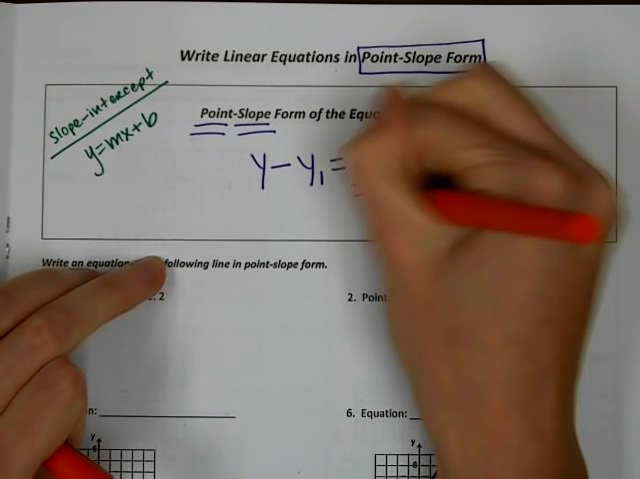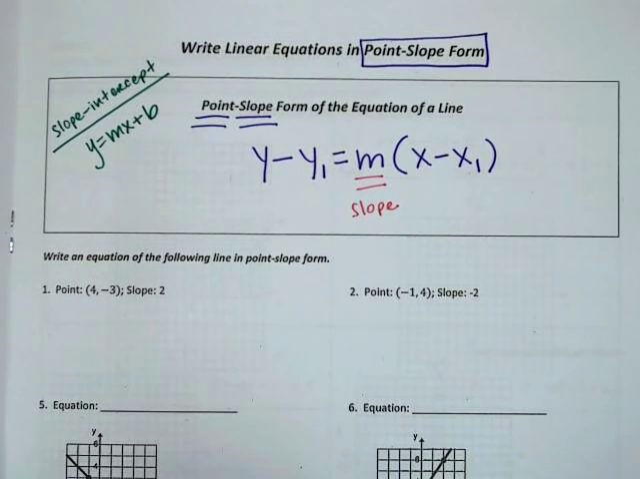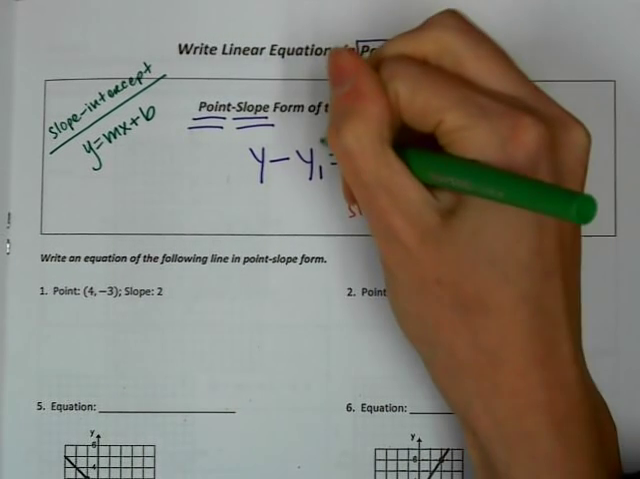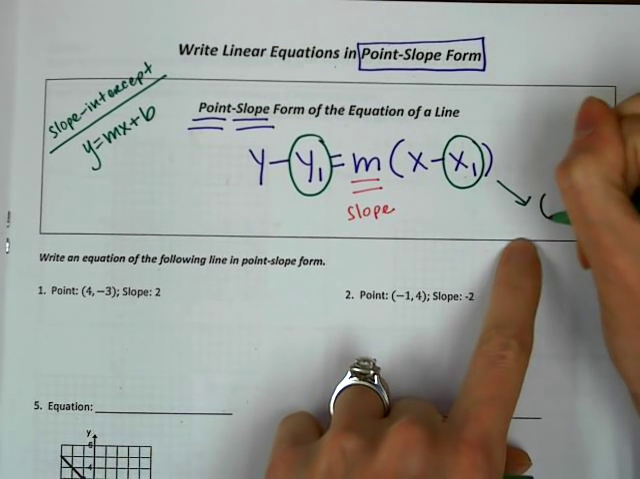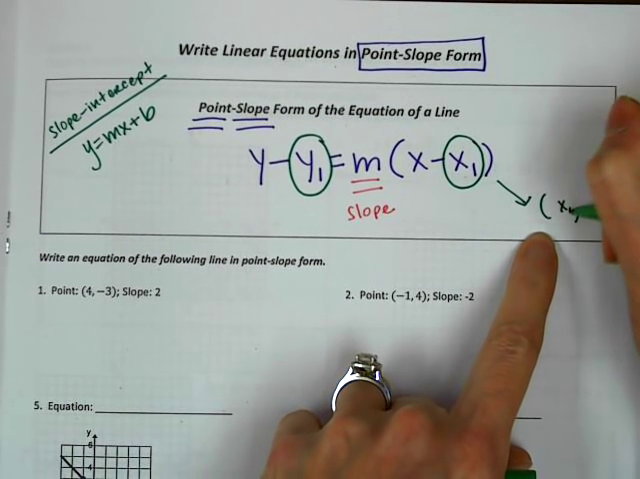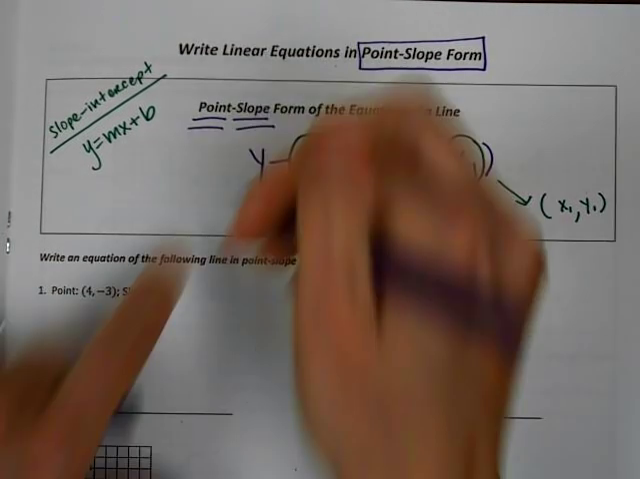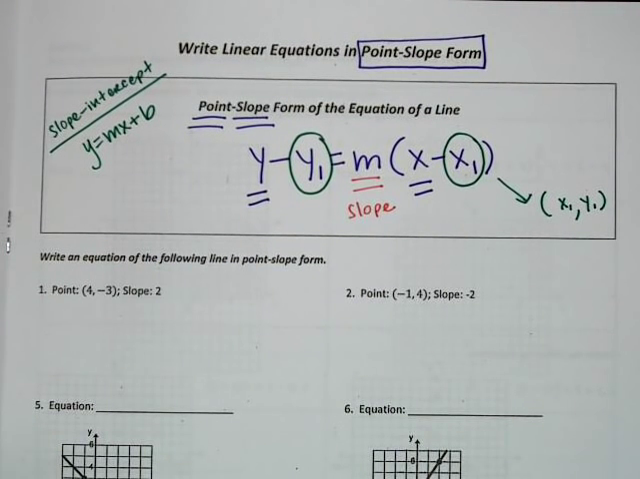So the m is still the slope. And then the x1 and the y1 just come from the point that is given in the problem. And then this y and this x are always going to just stay y and x. Okay, let's try one. It's a little confusing at first, but it's really easy to use.